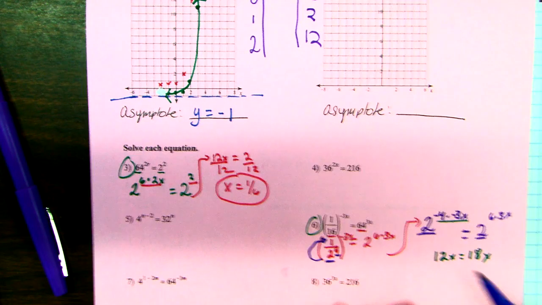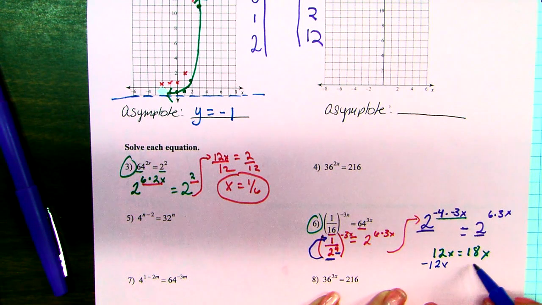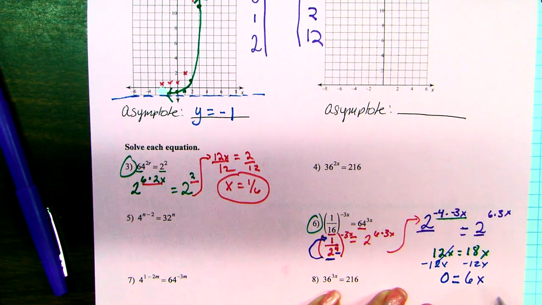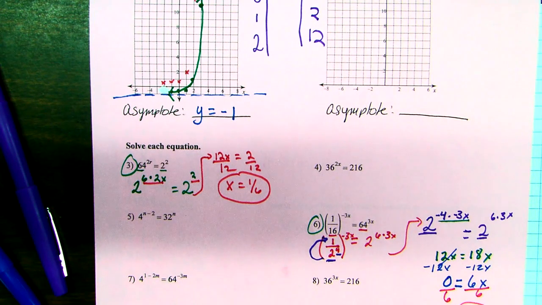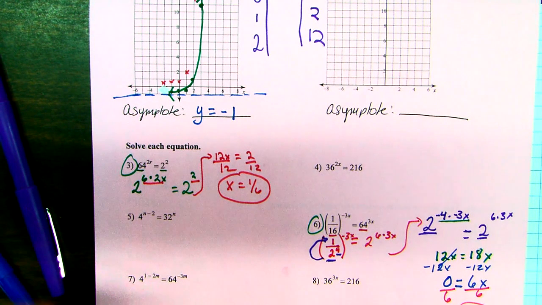We see zeros all the time. Like I can subtract 12x from both sides. That leaves me a 0 on the left-hand side, right? Nothing left on the left-hand side. 18x minus 12x is 6x. What would I do next? Divide by 6. Trying to get x by itself, right? And x equals 0. 0 is a number on the number line. You can get 0 as your answer. Okay, so that's the solving part.